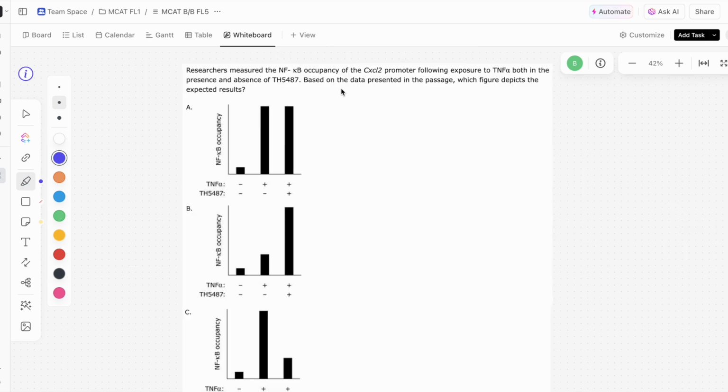This is the last question of the passage. It says, researchers measured the NF-kappa B occupancy of the CXCL2 promoter following exposure to TNF alpha both in the presence and absence of TH5487. Based on the data presented in the passage, which figure depicts the expected results?